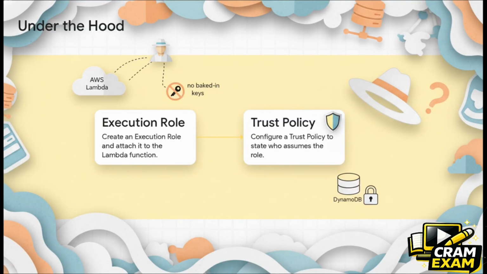Let's take an AWS Lambda function that needs to write data to a DynamoDB table. You don't bake a key into the deployment package. No way. Instead, you create an IAM role, specifically an execution role, and attach it to the function. Now here's where this gets really interesting. You don't just give the role a permissions policy to talk to DynamoDB. You must also configure a trust policy. The trust policy explicitly states who is allowed to wear the hat. In this case, you literally tell AWS, I trust the Lambda service to assume this role.